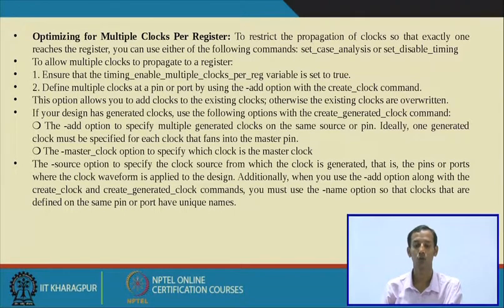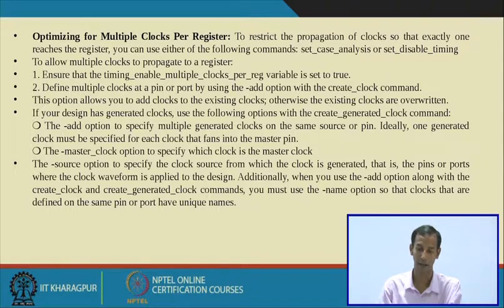To allow multiple clocks to propagate to a register, you have to ensure that the timing_enable_multiple_clocks_per_reg variable is set to true. So you have to set this particular variable to true. Then it will check whether there are multiple clocks arriving at the registers, that is, whether that is fine or not.